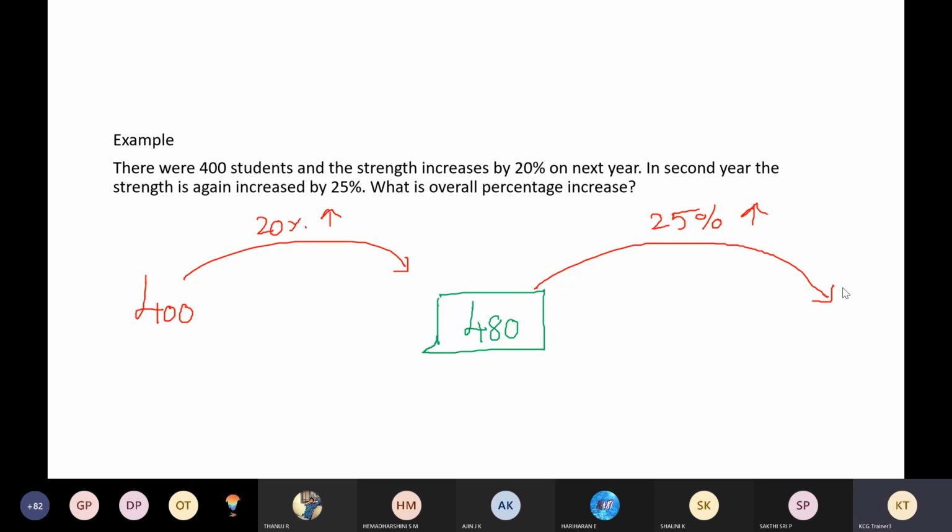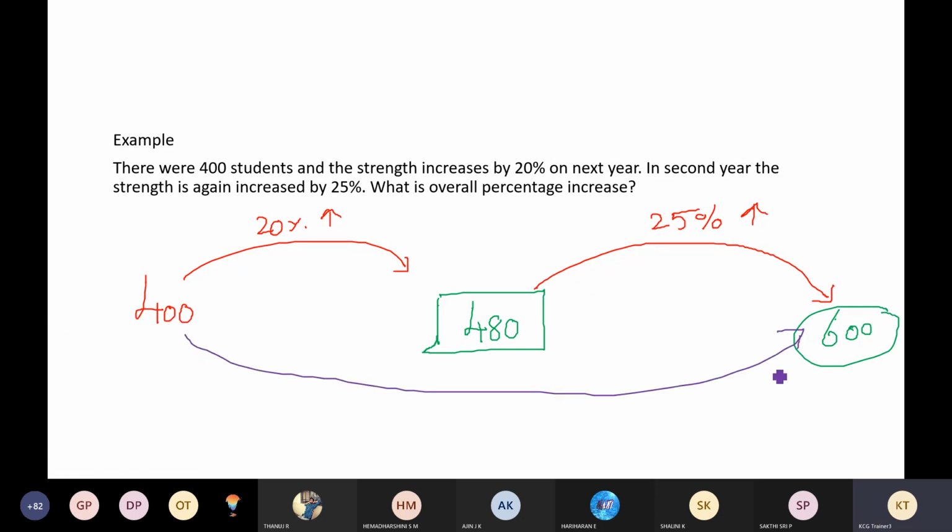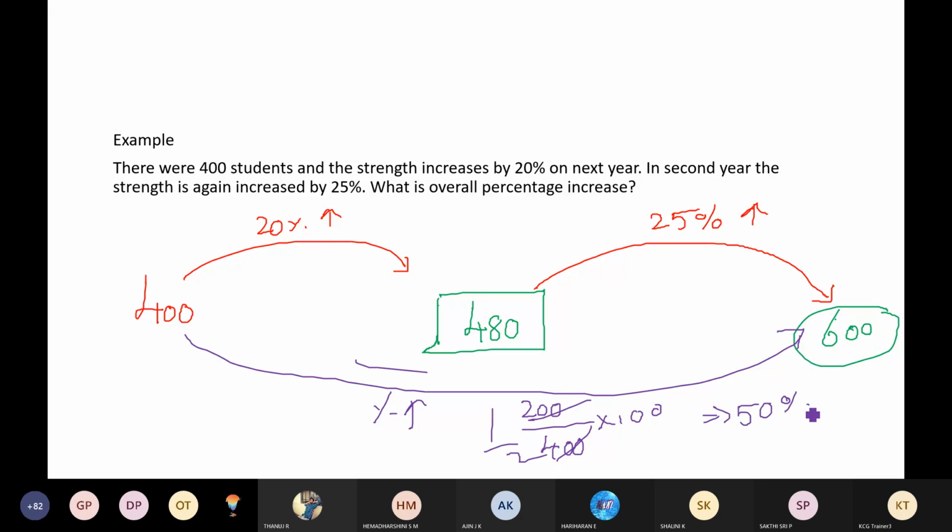Very good, superb. So after the 25% increase, the value would become 600. But my actual question is, what is the overall percentage increase? If I want to find the percentage increase, what is the actual increase? 200 divided by the initial value 400 into 100. So 1 by 2, which means 50 percent.